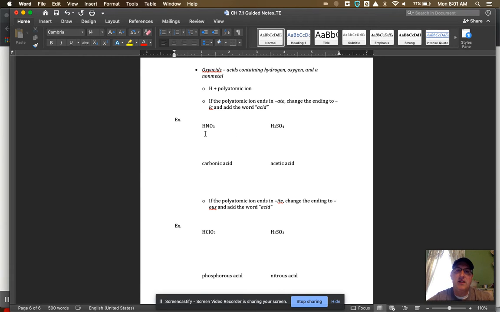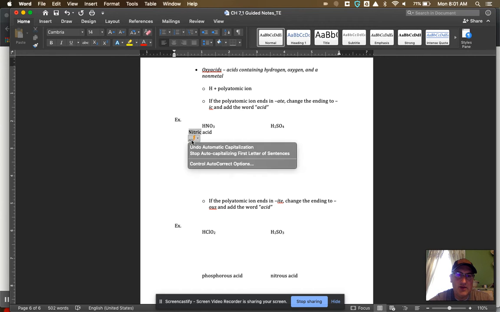Let's look at HNO3. It's an acid, it begins with H. We know that it's H with a polyatomic ion. NO3, the name of that polyatomic ion is nitrate. So we change the ate to ic and add the word acid. So this is nitric acid. Notice there's no hydro there, and that's because it's not a binary acid. It's just a regular acid, so we just changed the ending.